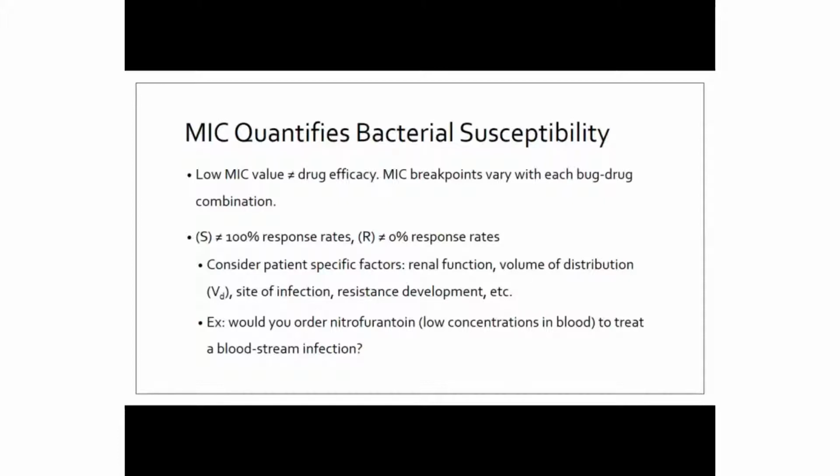Make sure you're considering those patient-specific factors such as renal function, volume of distribution, the area that you're trying to penetrate, and then the potential for resistance development if the patient is not adherent to therapy. For example, if nitrofurantoin achieves low concentrations in the blood, would this be a good choice for a bloodstream infection? And the correct answer would be no. Remember, you would want to select an agent that has high levels of concentration at the site of infection, not low levels.